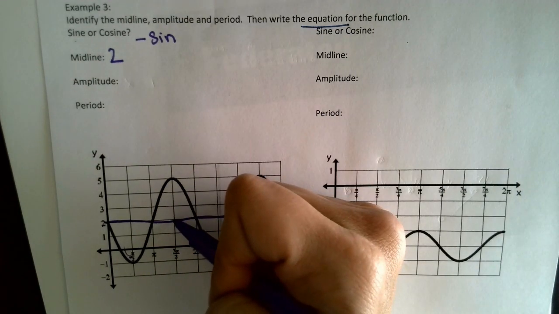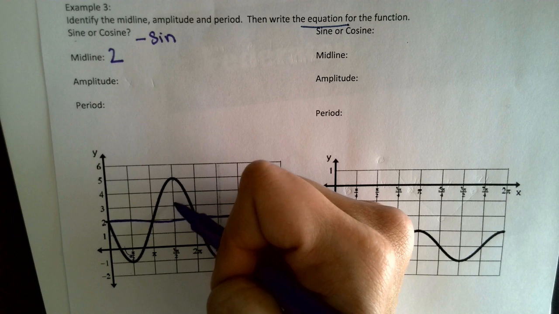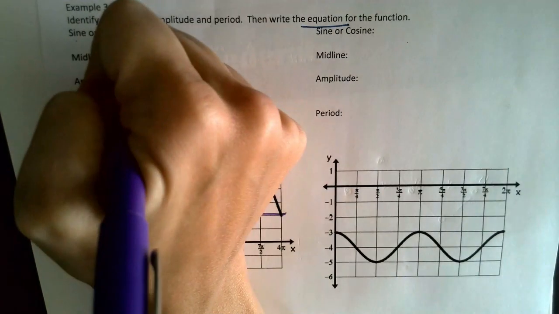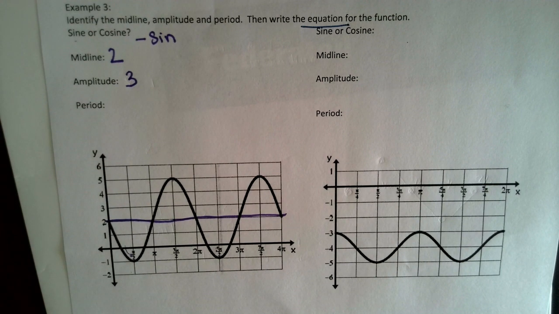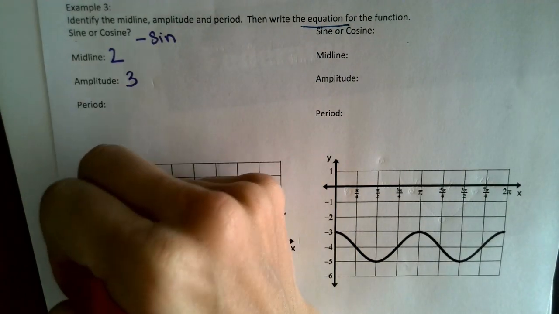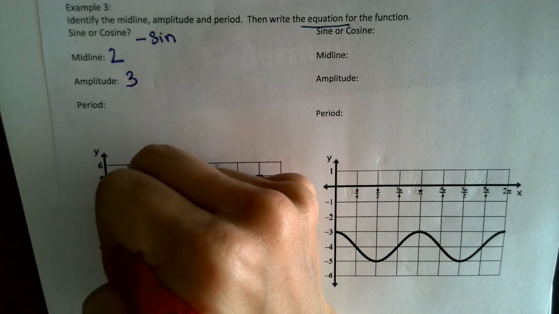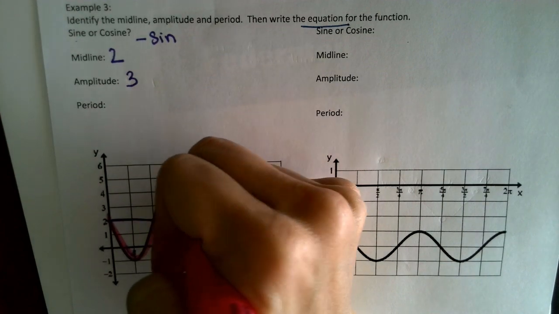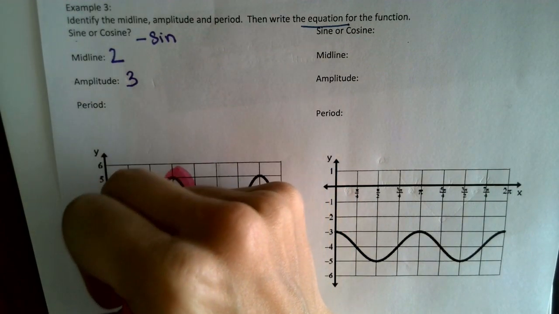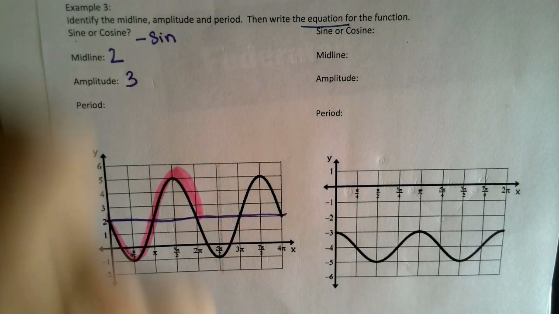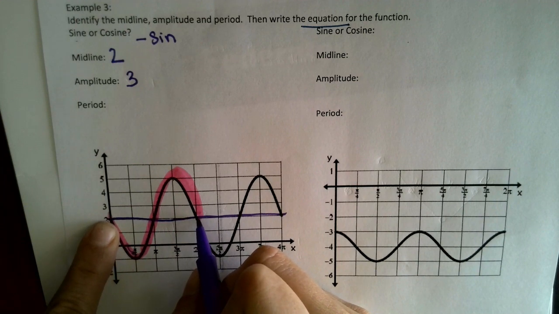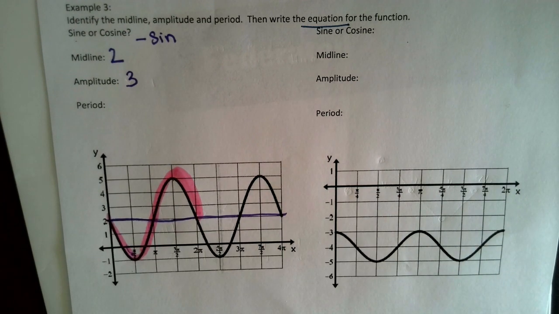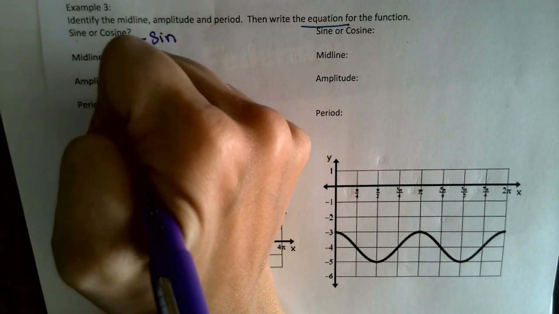Amplitude is the height from the midline to the top. So 1, 2, 3. Now our period. You remember, our period is 4 points from the start. So 1, 2, 3, 4. Okay, that is a full rotation. It starts at the midline, ends at the midline. So in this case, our period is 2 pi.